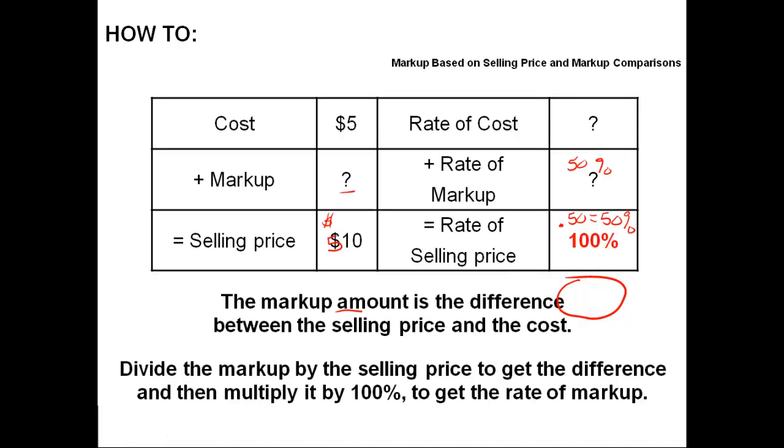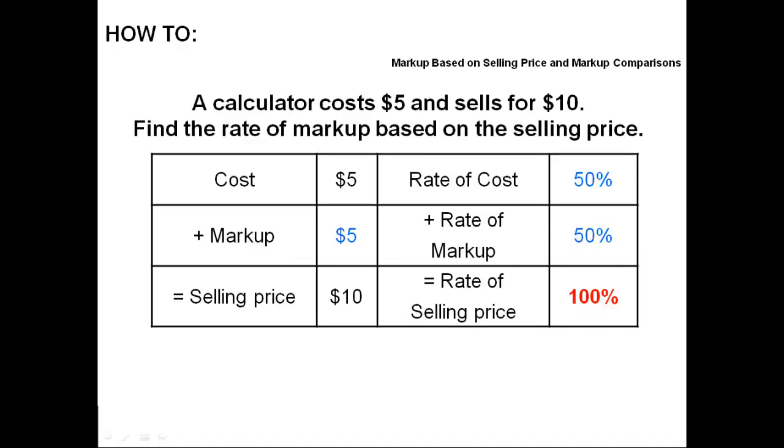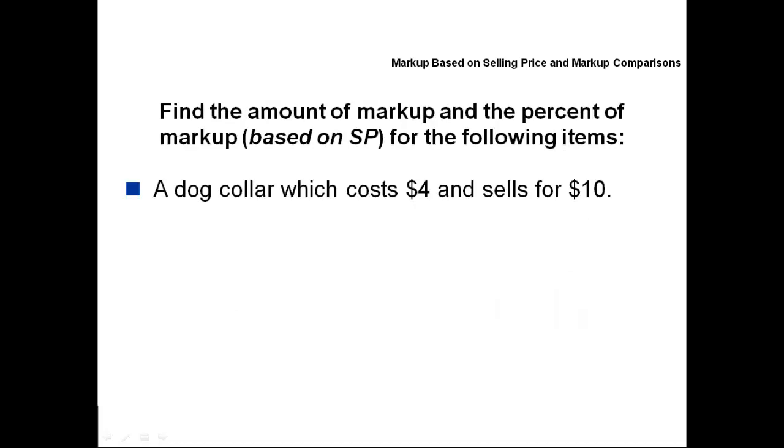So the markup amount is the difference between the selling price and the cost, and that's the same as it was in the previous section. So the calculator costs $5, it sells for $10. The rate of markup based on selling price was 50%, simply 5 divided by 10, and that decimal changed to a percent. Here's another example.